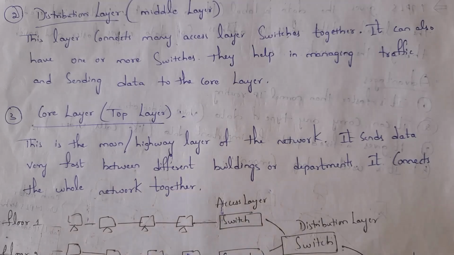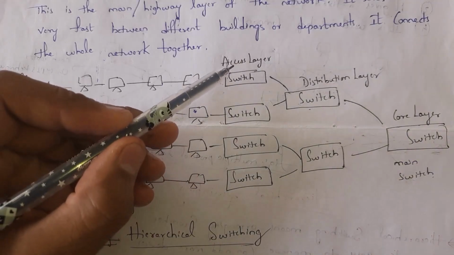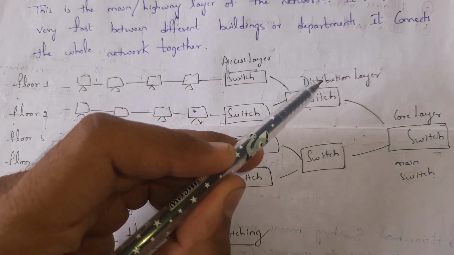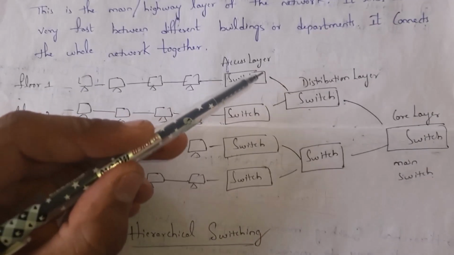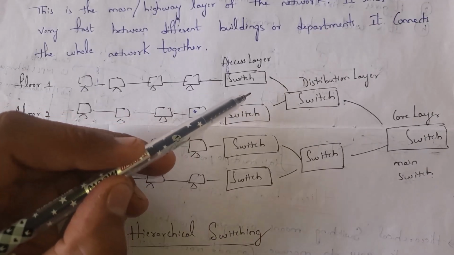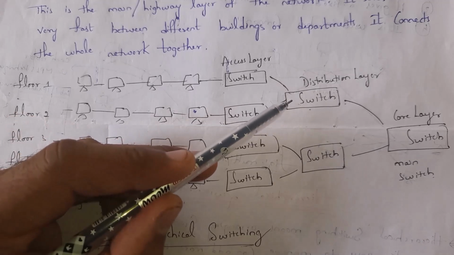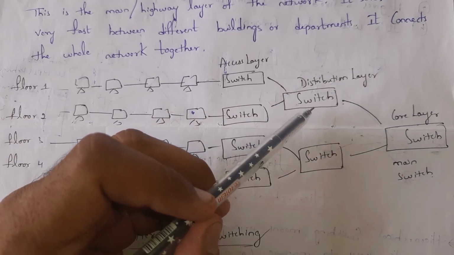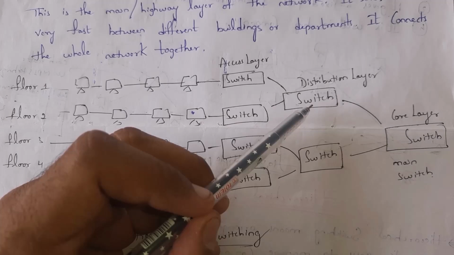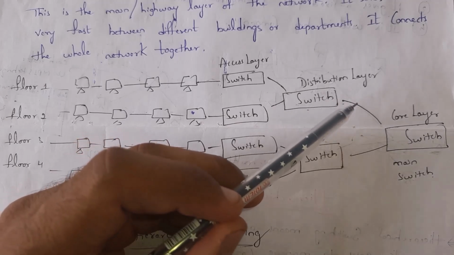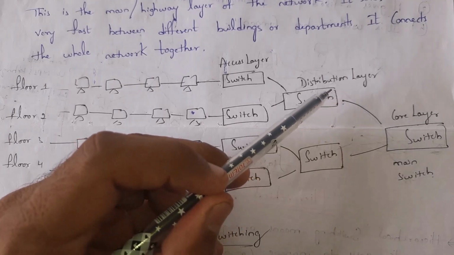This is an example. All access layer switches are connected to distribution layer switches. There can be one or more switches in the distribution layer. In case there is high traffic, distribution layer switches will manage the traffic, and the distribution layer switches will send data to the core layer switch.